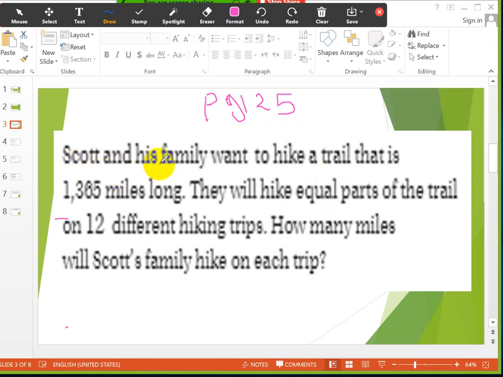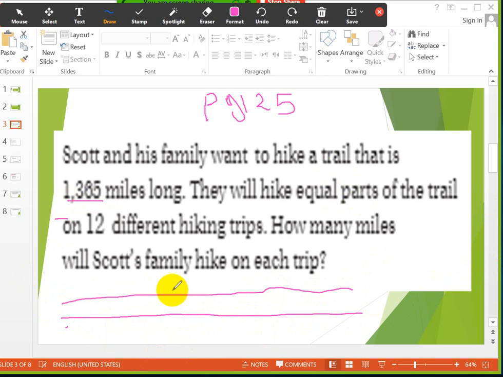So Scott and his family want to hike a trail, and the length of this trail is 1365 miles. So trail means a long way. They want to walk a long way, and the length of this trail is 1365 miles. They will hike equal parts of the trail.